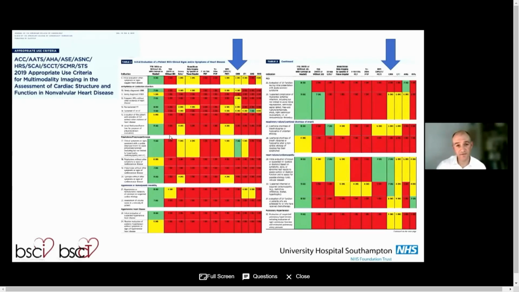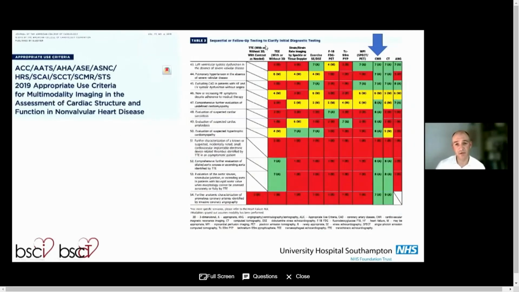However, if we look at the next table, table 3, looking at sequential or follow-up testing to clarify the initial diagnosis, you can see that aside from the investigation of electronic devices inserted, CMR has really very good indications for all the variety of different pathologies and ventricular dysfunction that they describe.